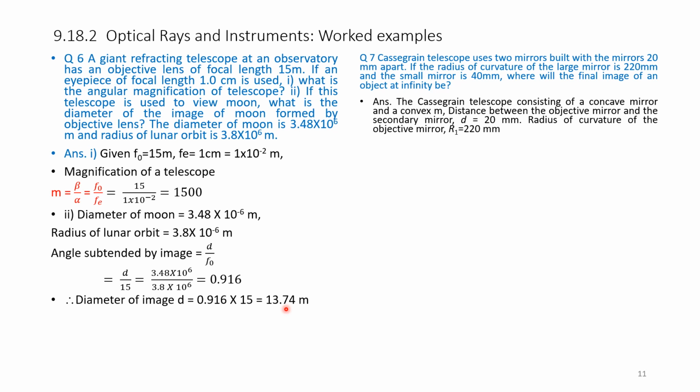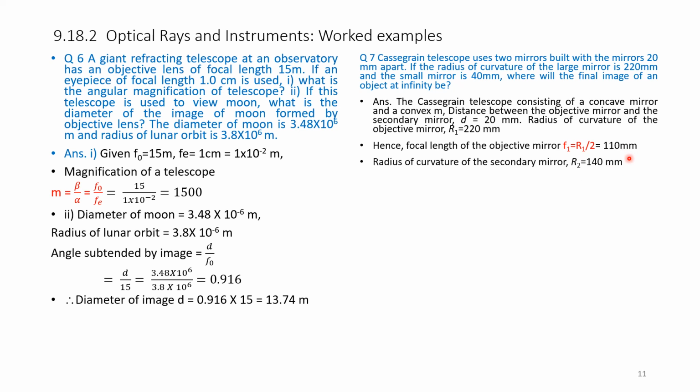The Cassegrain telescope consists of a concave mirror and a convex mirror. The distance between the objective mirror and the secondary mirror is 20 mm. Radius of curvature of the objective mirror is R1 is equal to 220 mm. Hence, the focal length of the objective is given by f1 is equal to R1 by 2, that is equal to 110 mm. Radius of curvature of the secondary mirror is R2 is equal to 140 mm. Therefore, f2 will be equal to 140 divided by 2, that is equal to 70 mm.